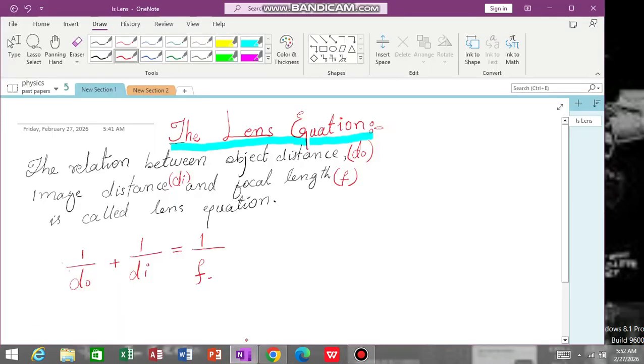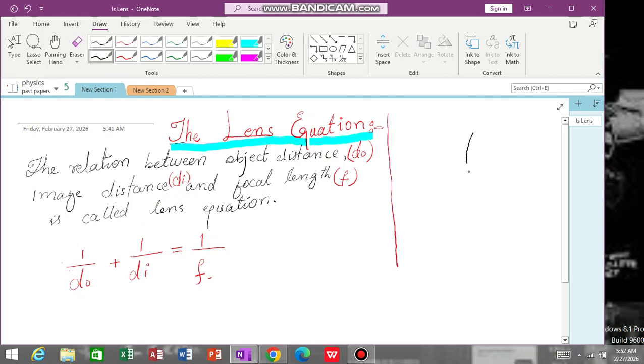Dear student, today we will learn the lens equation. The lens equation is the relationship between the object distance do, image distance di, and focal length f. It's called the lens equation. So first of all, let's discuss di, do, and f. Then we will derive the equation.